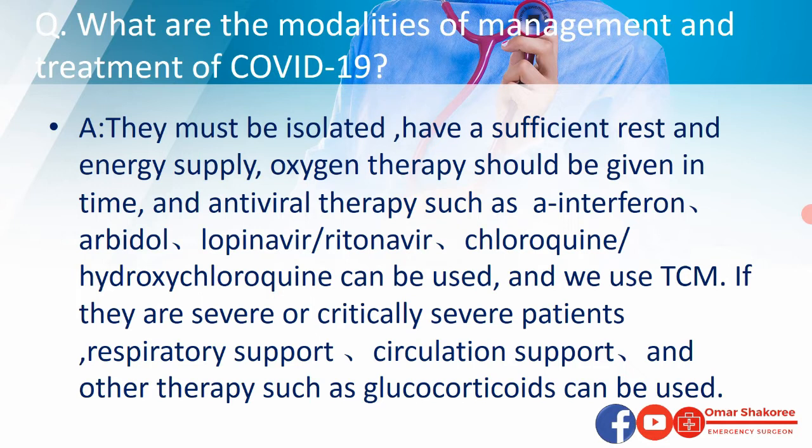If they are severe or critically severe patients, they need respiratory support, circulation support, and other therapies such as glucocorticoids. So they said that they use glucocorticoids for severe or critically severe patients. For other patients, they just give supportive treatment with good rest, good energy supply, and oxygen on need, and they give antiviral therapy, and sometimes they give chloroquine and hydroxychloroquine.